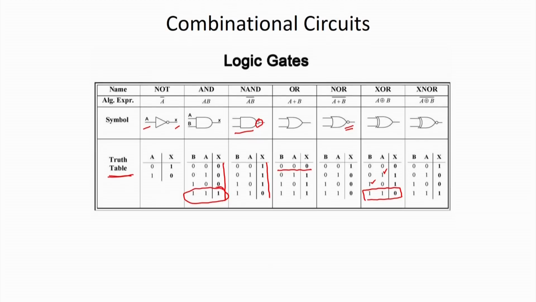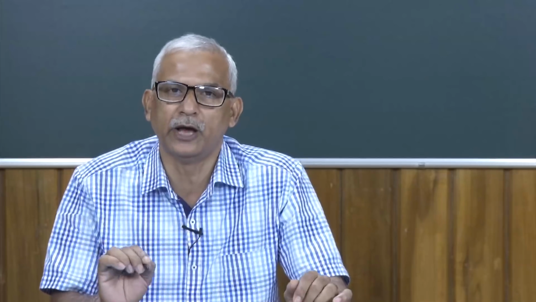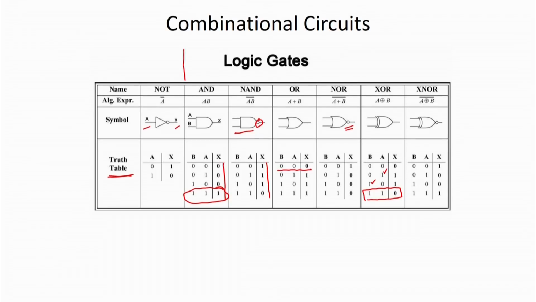So, in that particular case, NOT is a unary gate. We have only one input, and depending on that we have the output. But the other gates are binary gates, because we have two inputs, and depending on these inputs we are going to have the output.